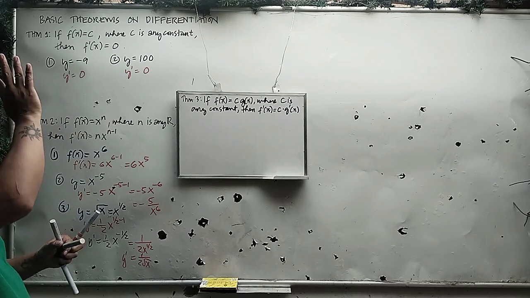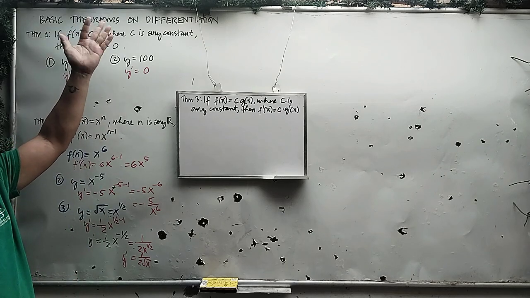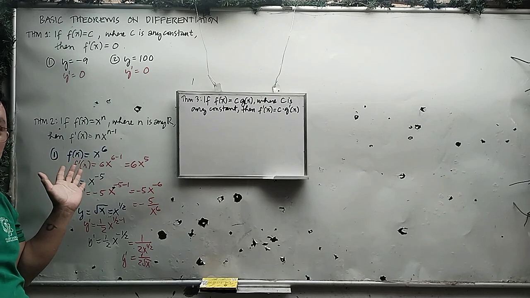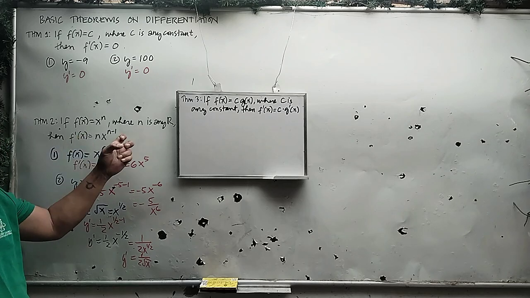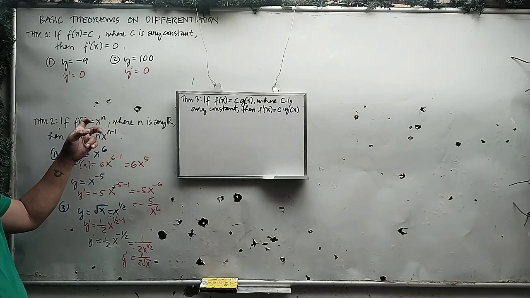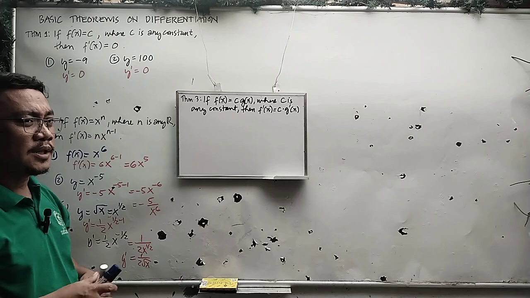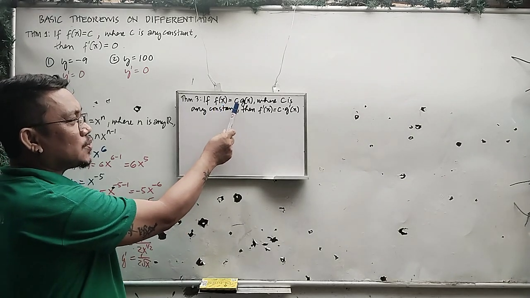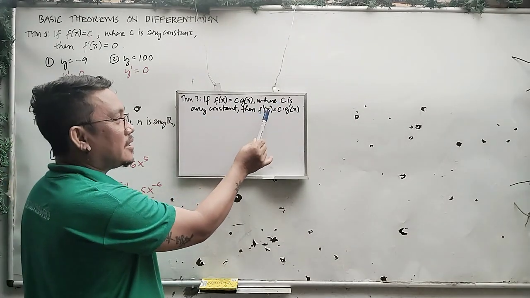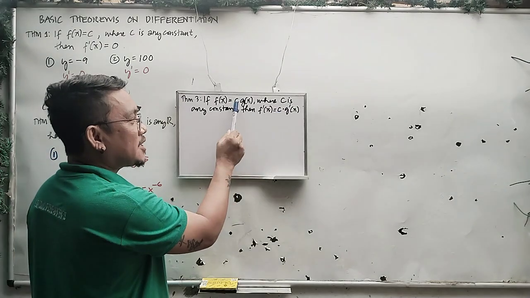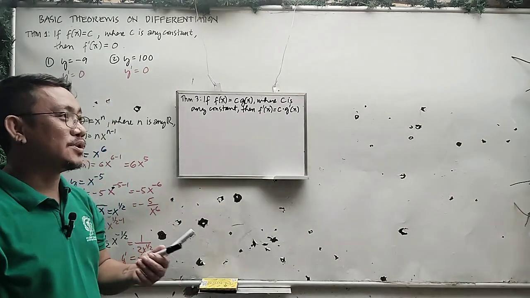So that covers these two basic theorems. First theorem, the derivative of a constant is 0. Second theorem, the derivative of a power, so the power rule. So just copy the process. Okay. Let's move on now to theorem number 3. It says that if f of x is equal to c times g of x, where c is any constant, then the derivative of the function is given by c times the derivative of g of x. You just copy c. So it is the constant multiple rule.